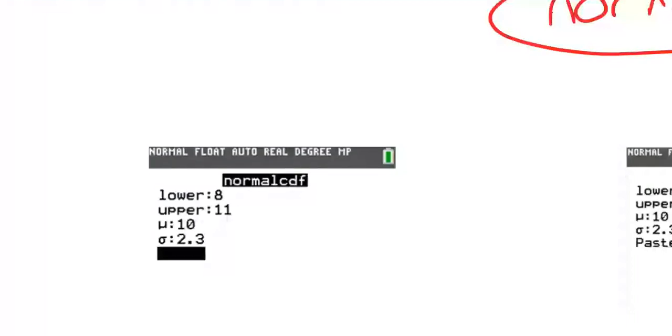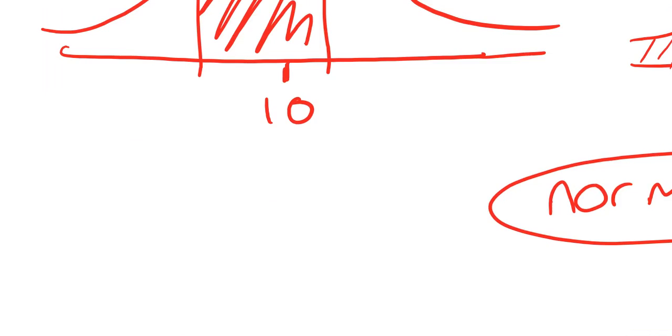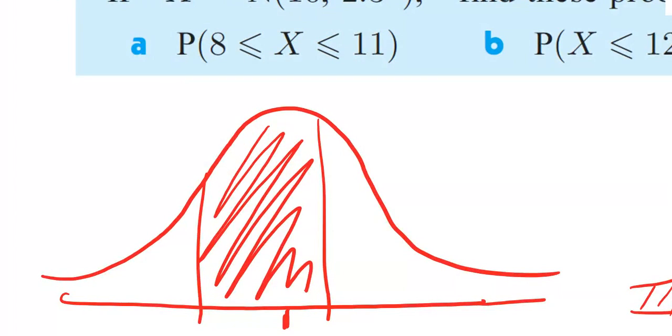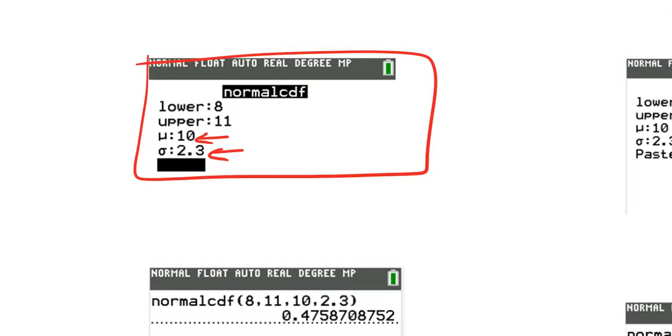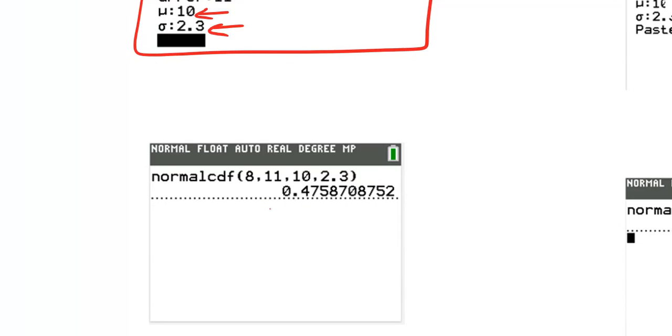So we're going to go back to example A now and have a think about this. Well, we already know the mean, and we already know the standard deviation. That's going to be the same for all of these questions. The mean is 10, the standard deviation is 2.3. But in this question here, we're asked for the boundaries, and we are asked for a lower boundary, which of course is going to be 8, and an upper boundary, which is going to be 11. So if we input those values in on this screen here, press enter, we're going to be left with an answer. So our answer for this question is a probability of 0.476 rounded to 3 significant figures.